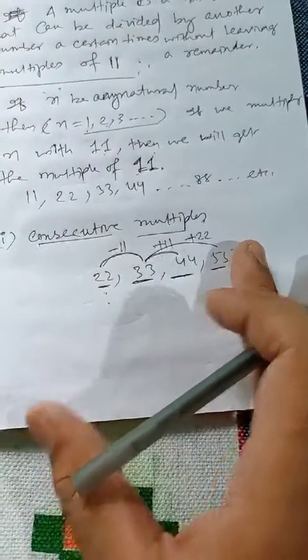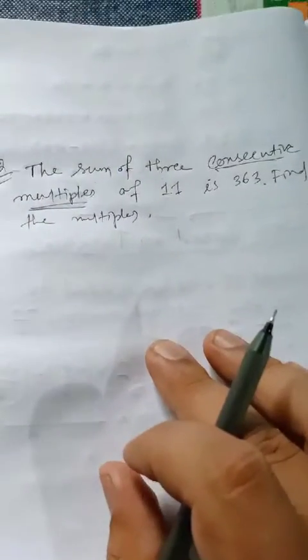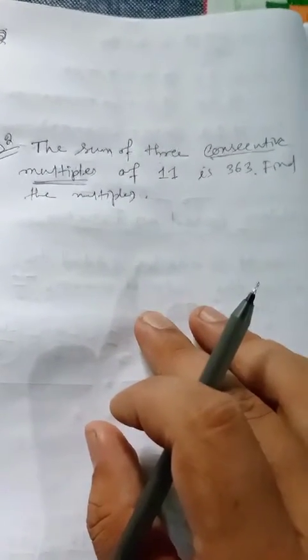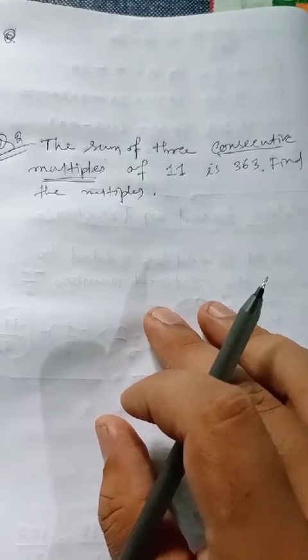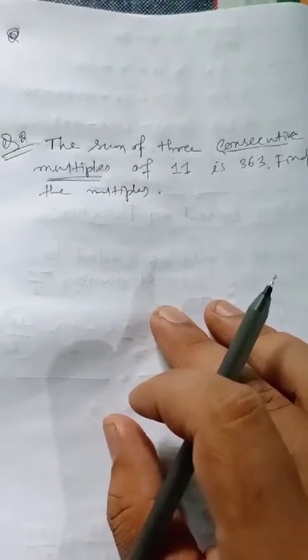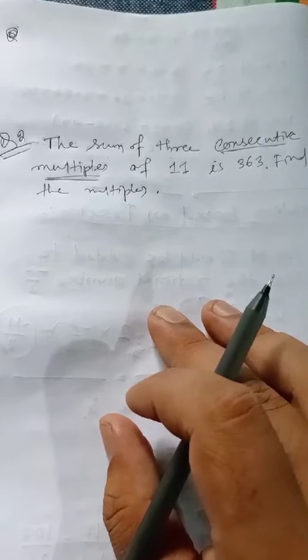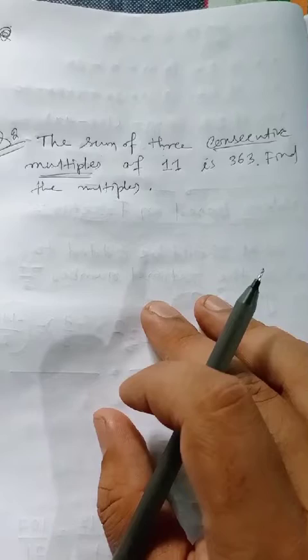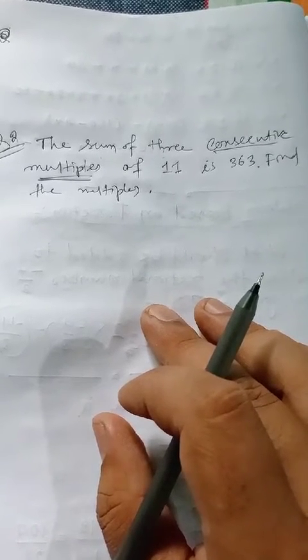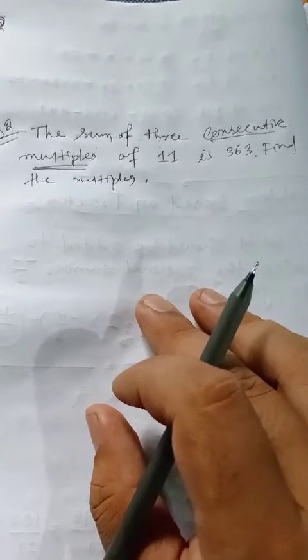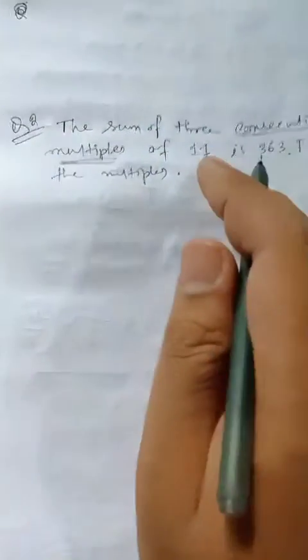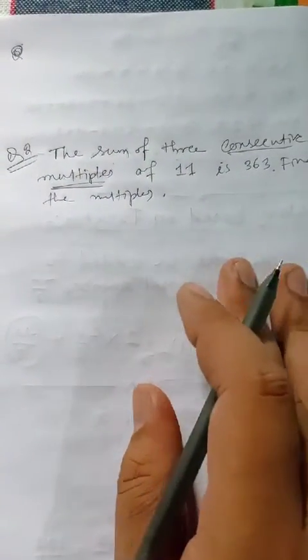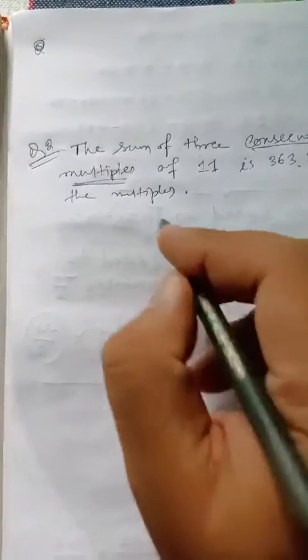So let us solve the question. Here the sum of 3 consecutive multiples of 11 is 363. So for the multiples, let us take a variable. At first we have to take variables for the multiples of 11. So let us start the solution.